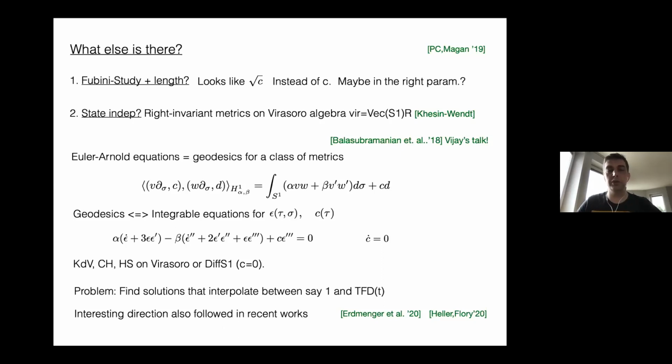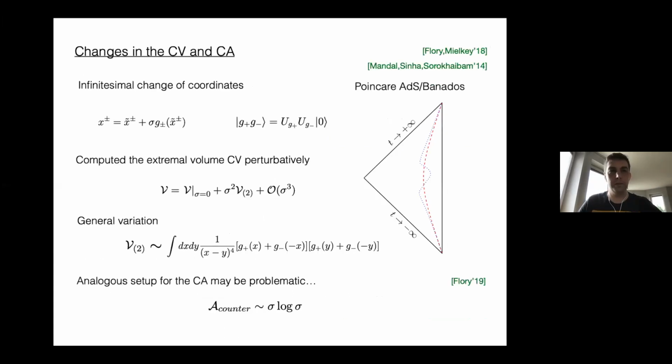But when we talk about complexity, it's not like we just want to take a solution and evaluate the action, but we really want to find some non-trivial problem, and we have 2 points on this Virasoro manifold, and we want to find the shortest geodesic. So putting the solutions into this form that interpolates between them is a very non-trivial problem.